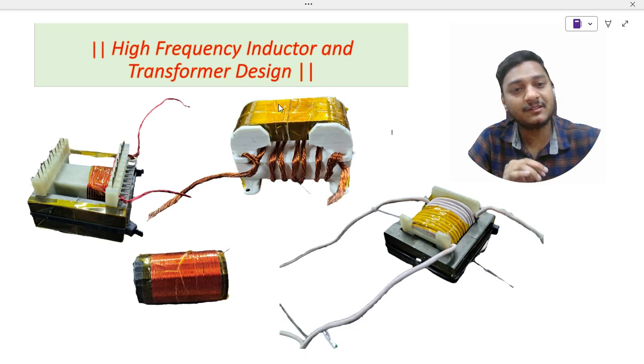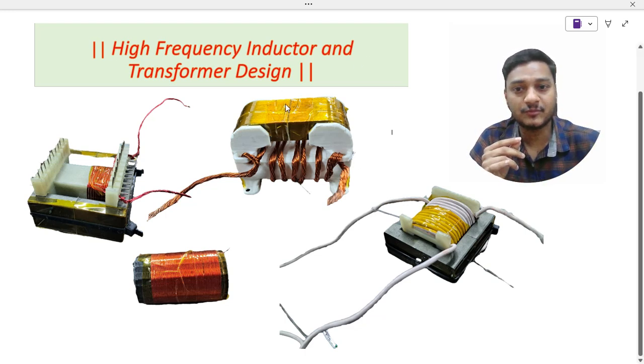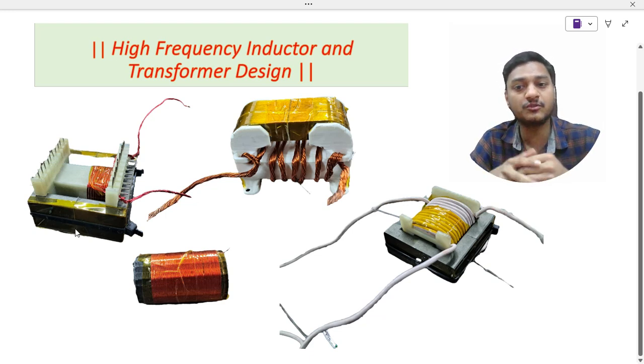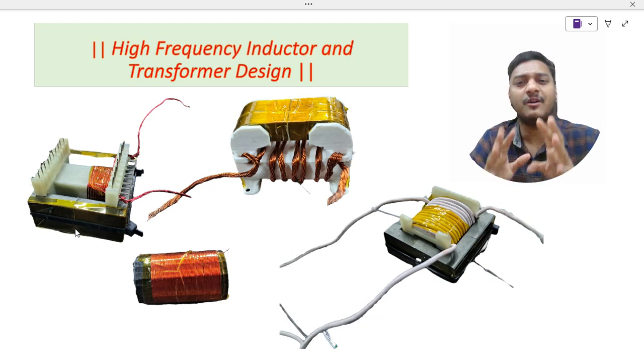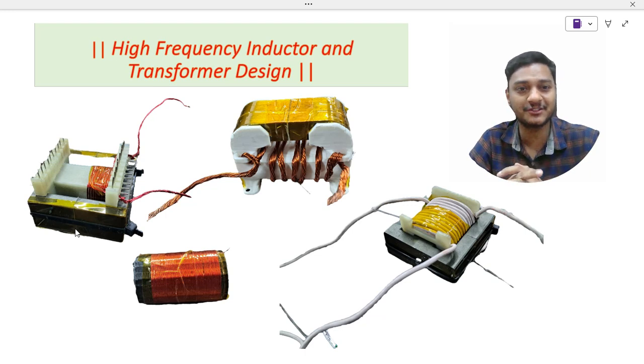And one more thing in the transformer is the air gap. Maybe here you can see there is an air gap, and here also some air gap is introduced. What materials are used to introduce the air gap and all those things we are going to see. So how you can design a practical inductor or practical transformer, all the things we are going to learn in this playlist. I would not really say playlist, but there are 3 to 4 lectures.